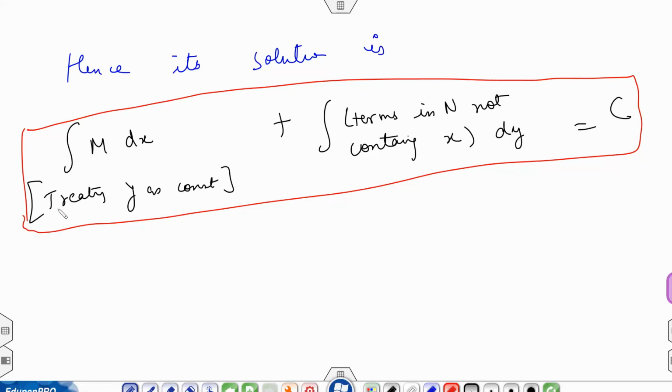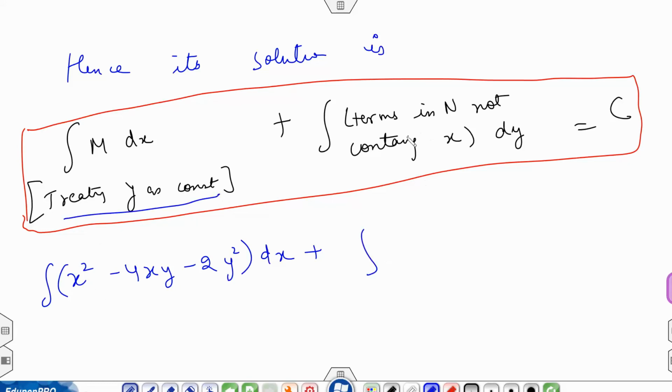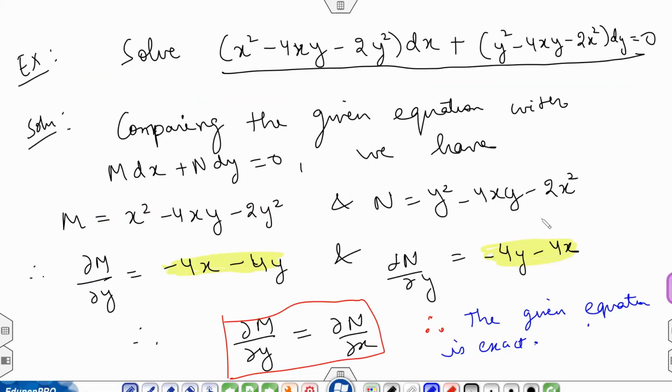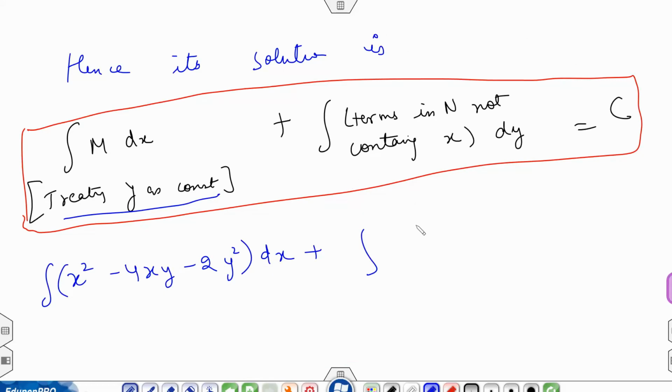So let us see what will be in our case. Integrating m, this is my m, I need to integrate this with respect to x, and here I will treat y as constant. Then I need to see what the terms in n are. You can see this is my n, and the terms in this n which are free of x are only this term. So I will only consider this term to integrate. So next we will consider just y square dy, and this is equal to c.